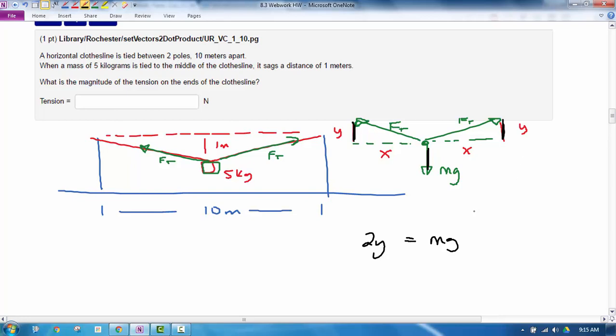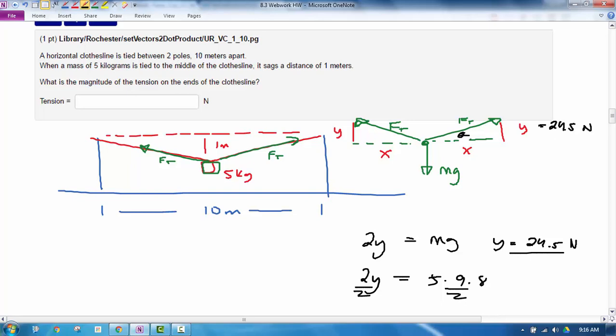So the 2 pulling up have to match the 1 pulling down, and so that's 2y equals, the mass is 5, gravity is 9.8, which I would give you on Earth in meters per second squared. Divide both sides by 2, and that gives you y is 24.5, and that's actually in newtons. So this is 24.5. Now the key is we need to find this angle. This angle is, if you look at this, this would be 5 and this would be 1 right here. So if you do inverse tangent of that, you can get this angle, which ends up being 11.3 degrees approximately.